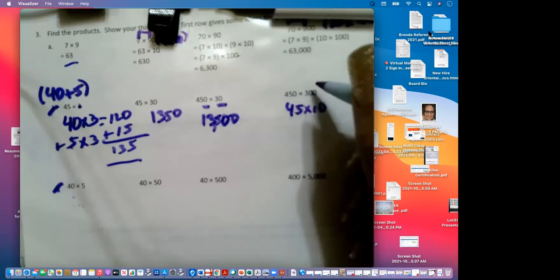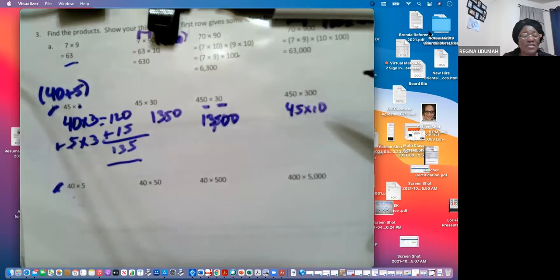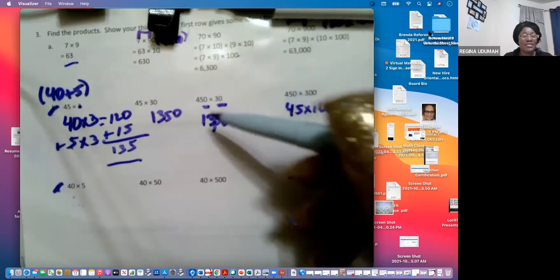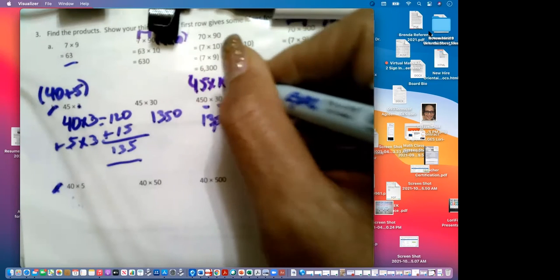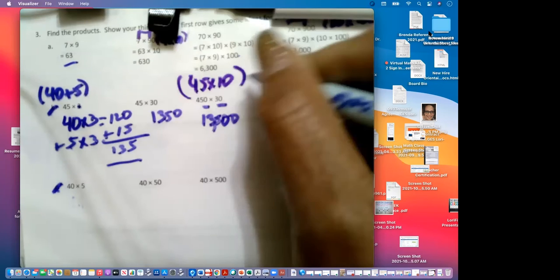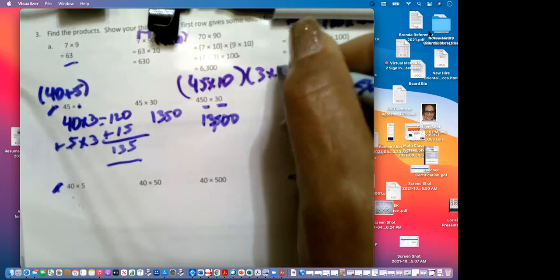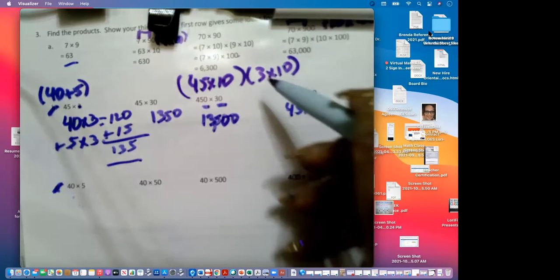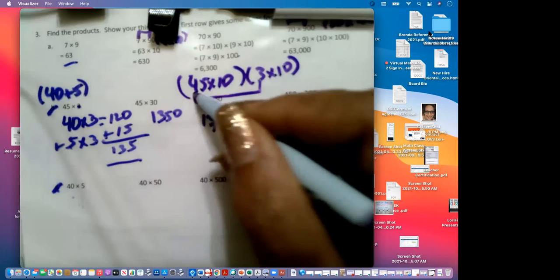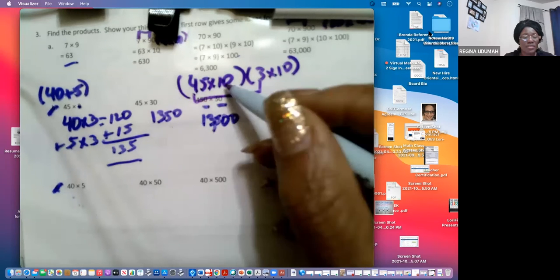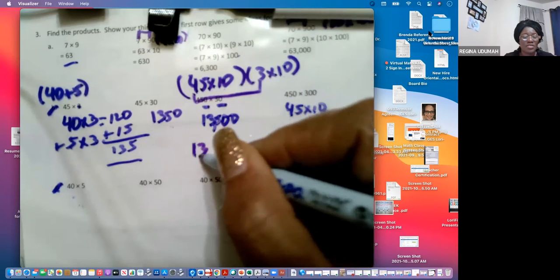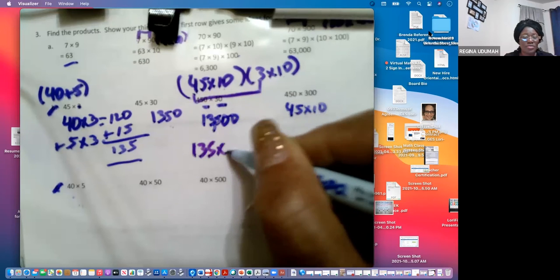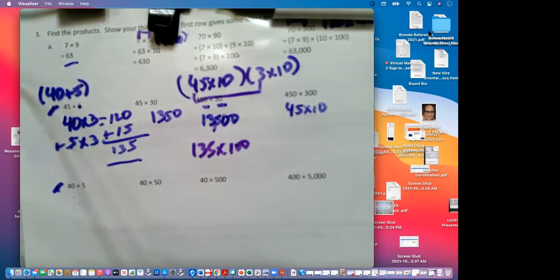You're doing this one or this one? I'm doing the 30. Okay, so you did 450 times 10, and then you did 3 times 10. So 45 times 3 is 135, and 10 times 10 is 100. So for me to get the 2 zeros, you just added 2 zeros.